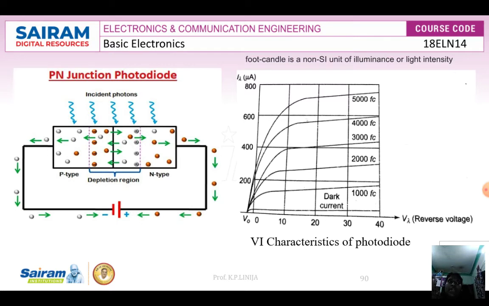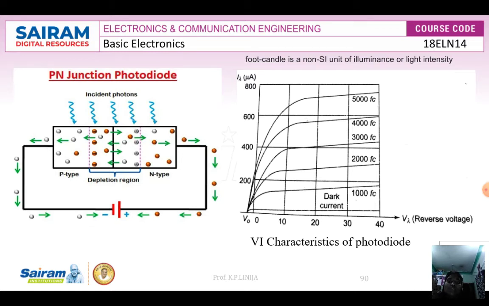Now let us see the characteristics of the photodiode. When the light falls on the photodiode, the reverse current increases. That reverse current is directly proportional to the intensity of the light. We know that the intensity of light is measured in terms of lumens per square meter, right?